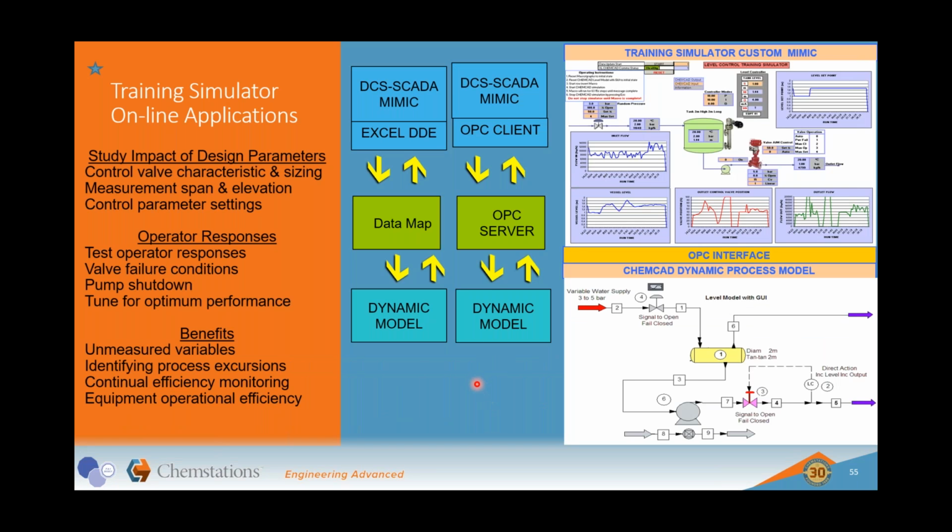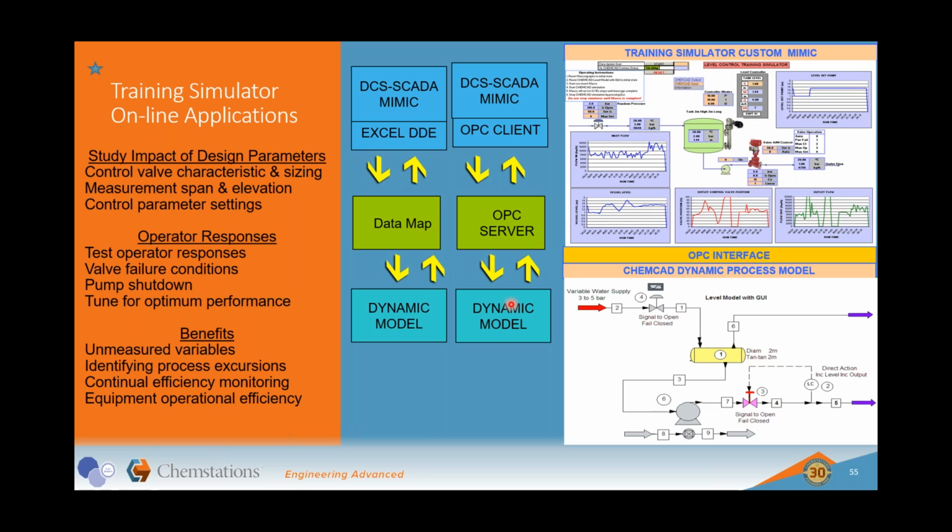This is showing training simulators with online applications. You can link the simulator via data maps to SCADA using Excel DDE, which is not preferred. The OPC client is the best way. And this is not used as much as I think benefits could be gained from it. Because if you've got a calibrated simulation telling you the optimum operational points of a process, and you had those values displayed next door to the actual values running on the plant, you could see that it could be a great help to an operator on a process.